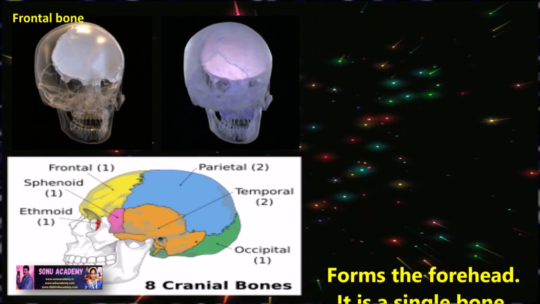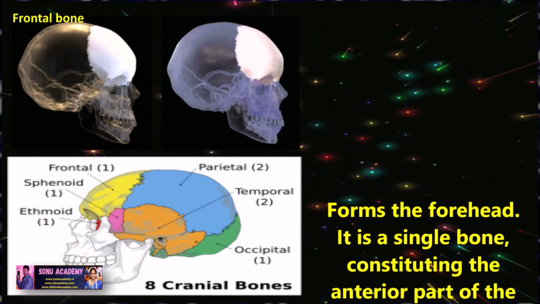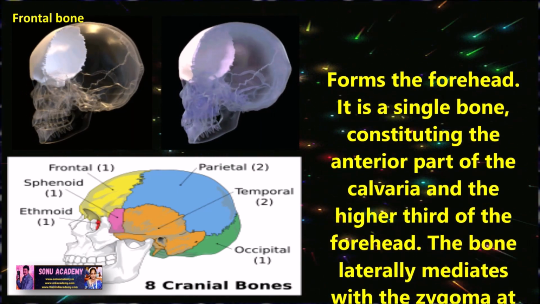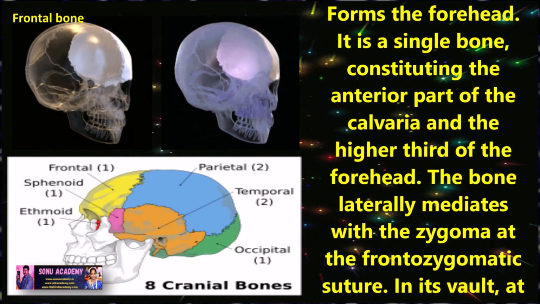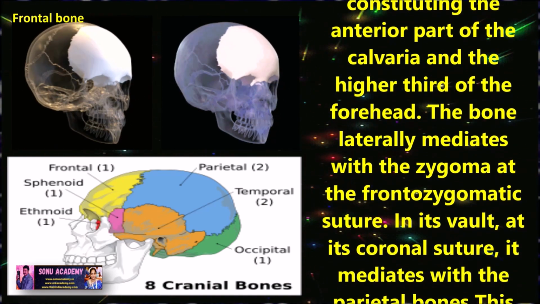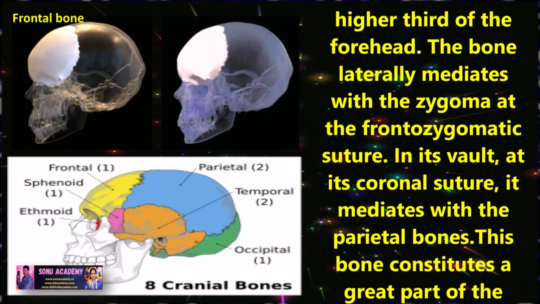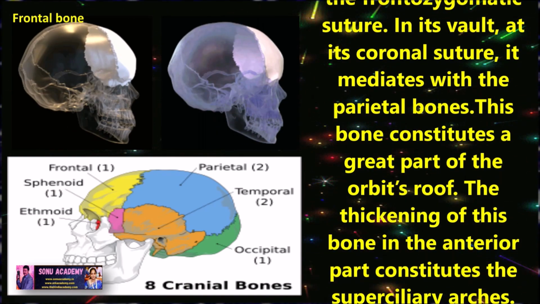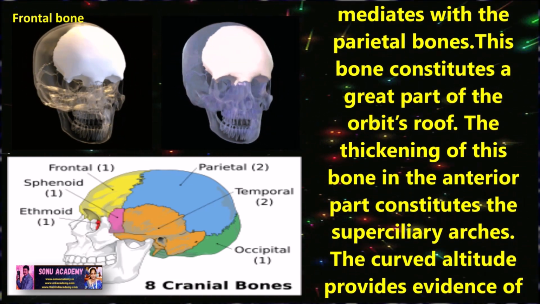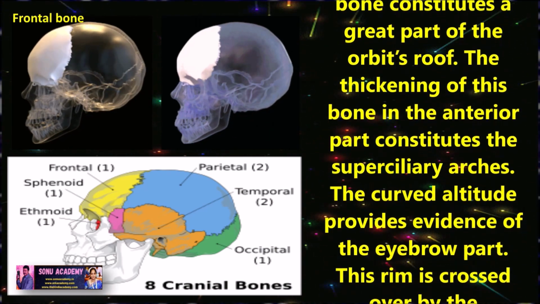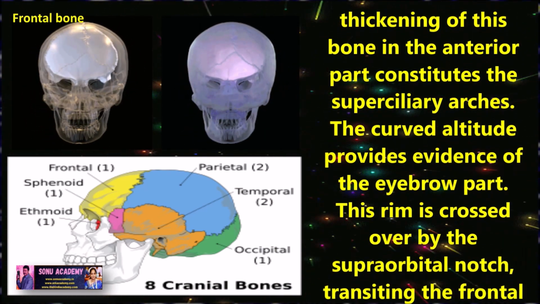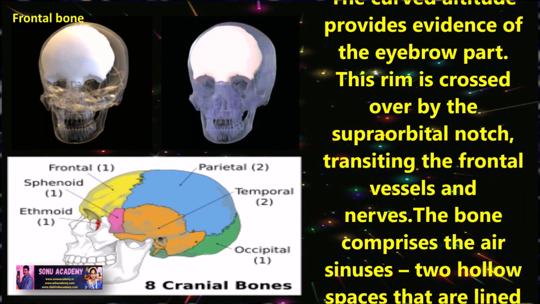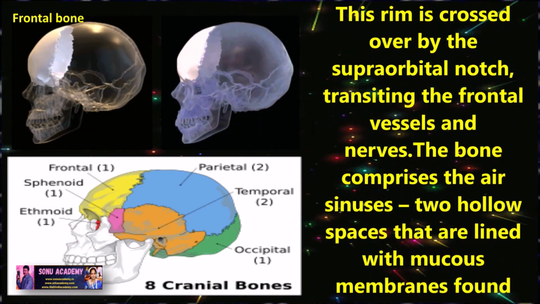First, let us see what the frontal bone is. The frontal bone forms the forehead. It is a single bone constituting the anterior part of the calvaria and the upper third of the forehead. The bone laterally articulates with the zygoma at the frontozygomatic suture. In its vault, it forms the coronal suture. It articulates with the parietal bones. This bone constitutes a great part of the orbit's roof. The thickening of this bone in the anterior part constitutes the superciliary arches. The curved elevations provide the basis of the eyebrow. This rim is crossed by the supraorbital notch, transmitting the frontal vessels and nerves.